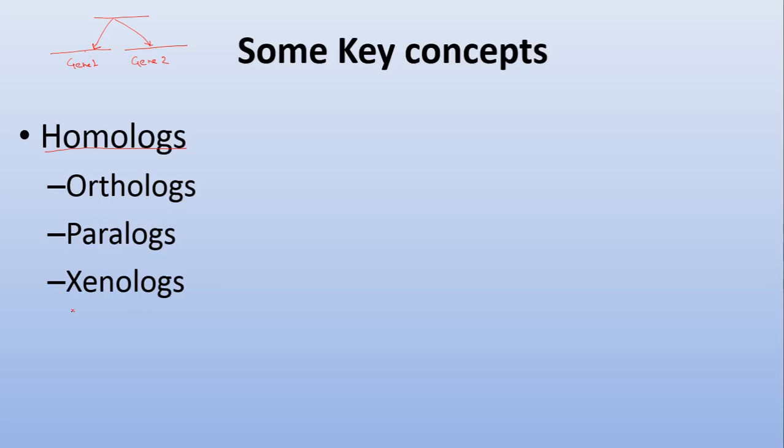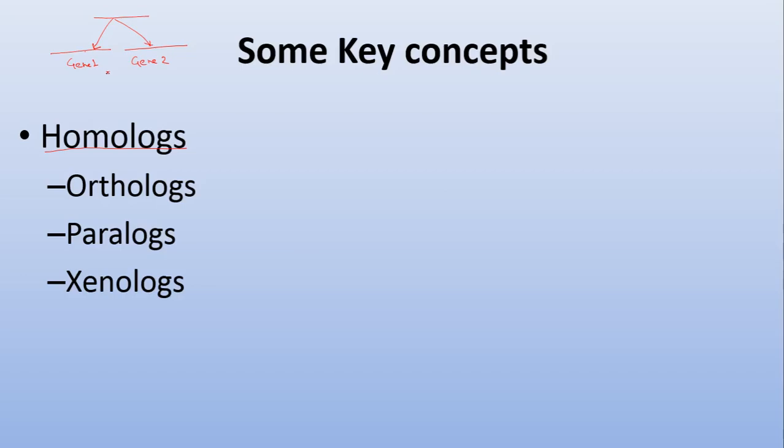Okay, now let us try to understand what orthologs and paralogs are, and these are all types of homologs. Homology has a specific definition. If two genes or proteins are derived from a common ancestor, then we say that these two genes or proteins are homologous to each other. If they do not share common ancestry, you cannot call such two or multiple genes homologs of each other.